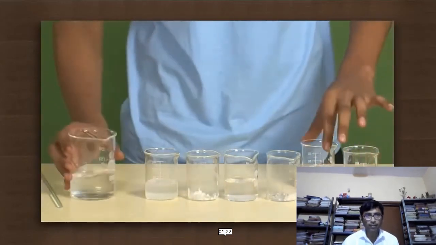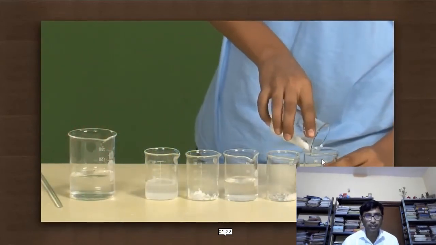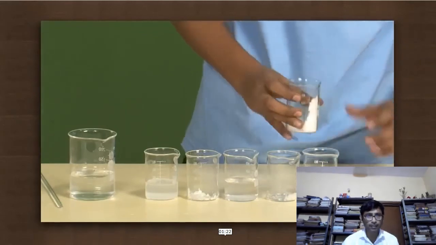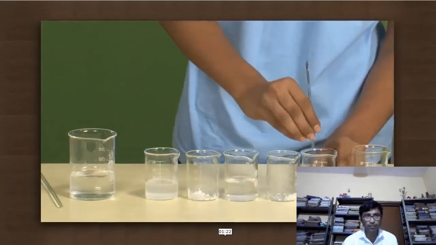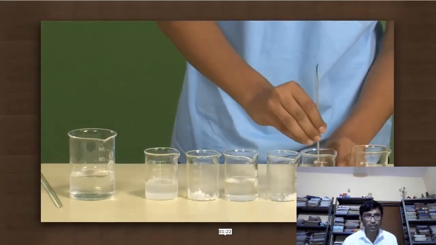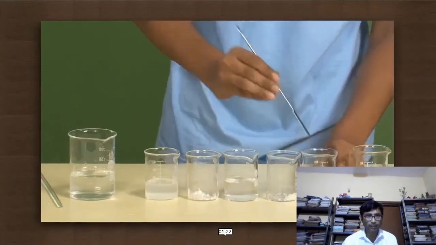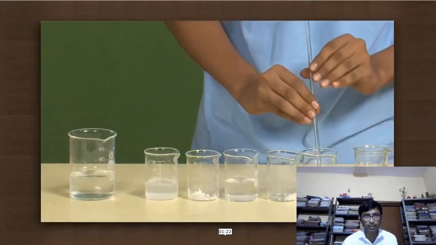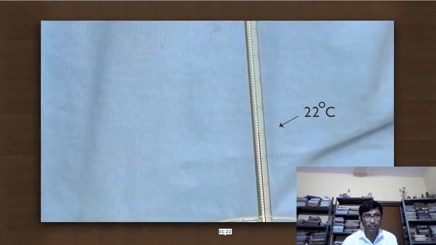Finally we are going to put some common salt, that is sodium chloride, into water, and after putting it into water we shall see what happens to the temperature. We'll stir it first so that it becomes a clear solution. After that we put the thermometer inside the solution and take a look at the temperature. So the temperature here is 22 degrees Celsius.